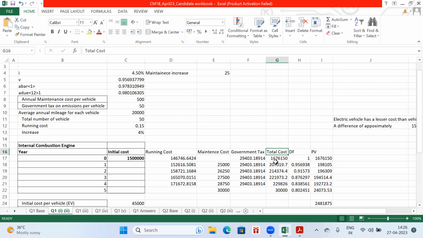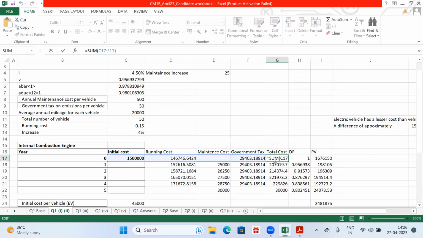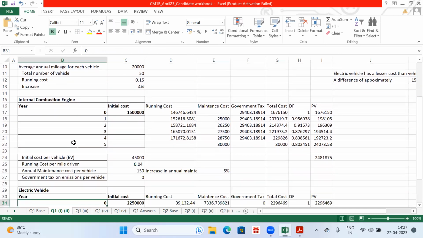Now, total cost is the sum of all these columns, which gives the total cost at each year. Then we calculate the discounting factor. For time 0, it is obviously v to the power 0, then v to the power 1, up to v to the power 5. Present value is nothing but total cost into the discounting factor, and then we calculate the sum of this. So this is for the IC, internal combustion engine. This was for IC, very straightforward.